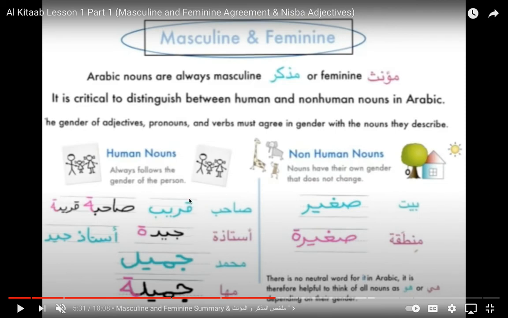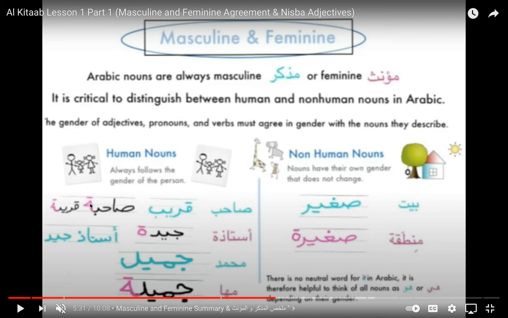So I will repeat: masculine and feminine in Arabic. For human nouns, we have masculine nouns for male, and we also have feminine nouns for female, and the adjectives must follow. How can we distinguish the nouns or the adjectives from masculine to feminine? Just by adding the ta marbuta.